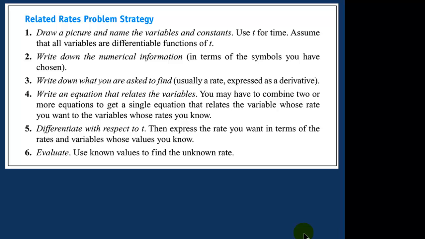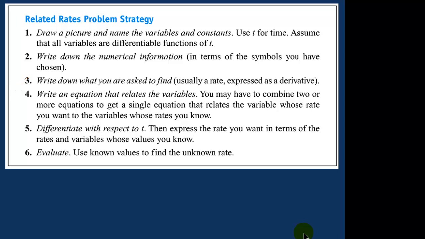Related rates problem strategy. Number 1. Draw a picture and name the variables and constants. We did that with the sphere. Use t for time and assume, of course, that all the variables are functions of time and that they can be differentiated. Write down the numerical information, in other words, all that's given. And then also write down what you're asked for. Usually it's a rate. So in our problem, we were asked to look for dr by dt.